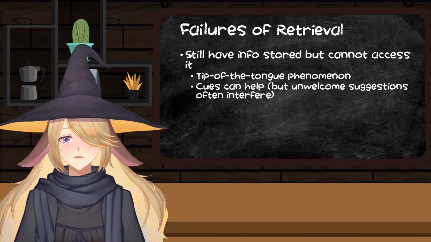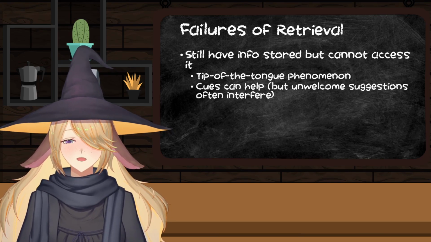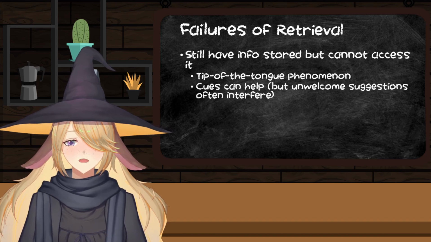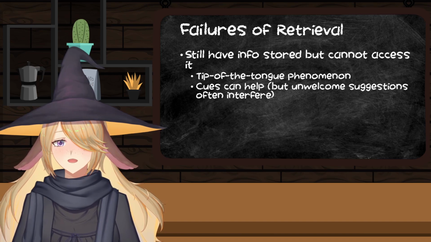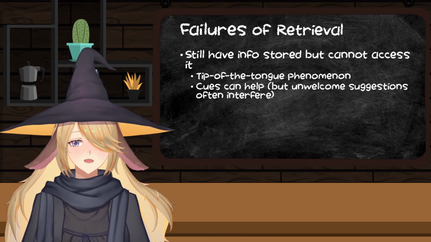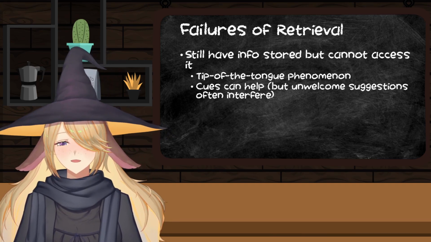Cues can help a little bit, but in some cases, unwelcome suggestions or unrelated cues can actually make it even harder. Yeah, exactly. It's like forgetting a very simple word. You're trying to think, like, I know it. What's the word for the thing?